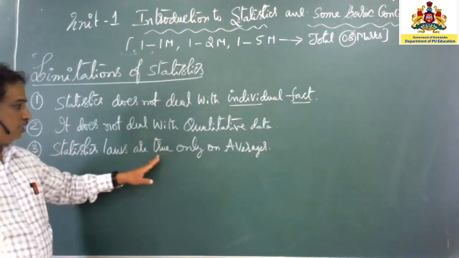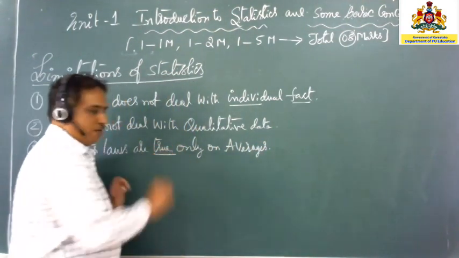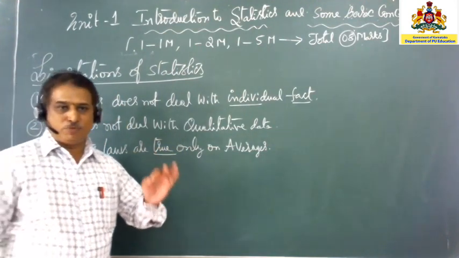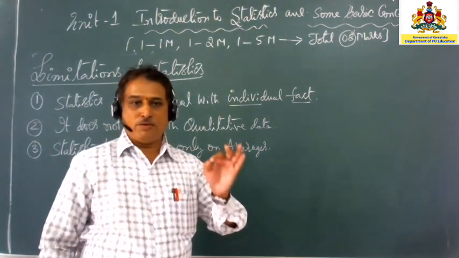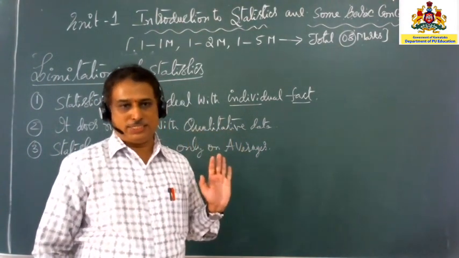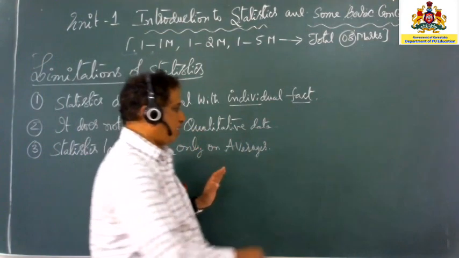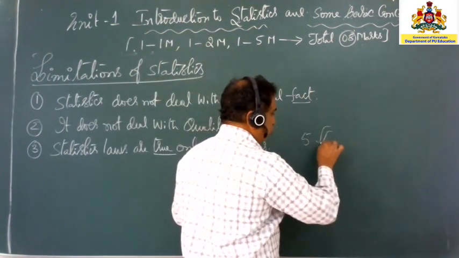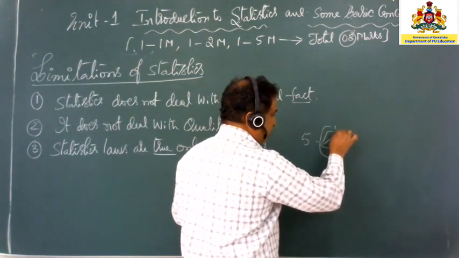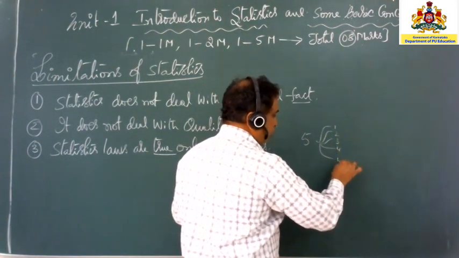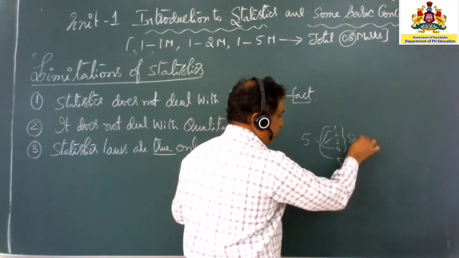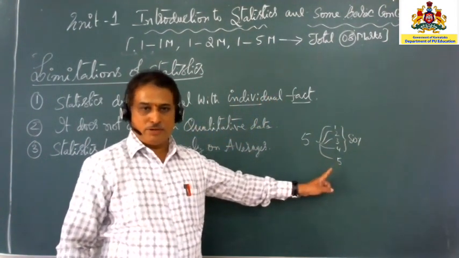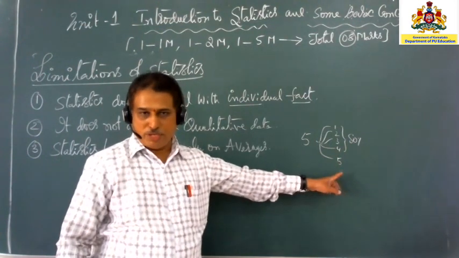All the statistical laws are true only on averages. Here I will give an example. A surgeon performs operations, and 80% of his operations are successful. That means per day, if he does 5 operations, 4 will be successes and the other one will be a failure. Why? Because 80% of his operations are successful, so the last operation may be a failure.